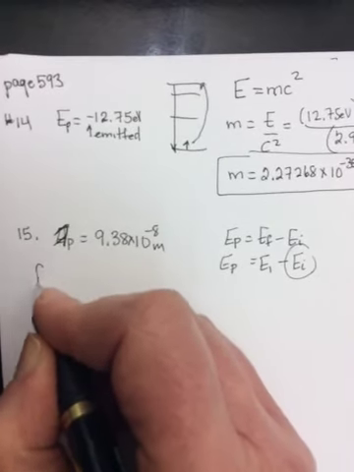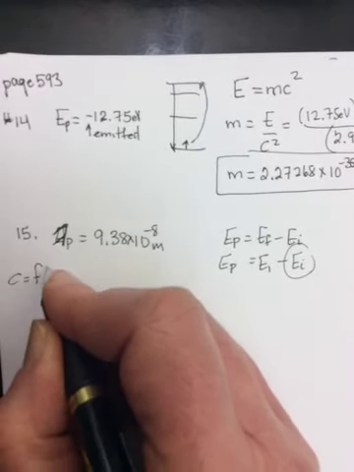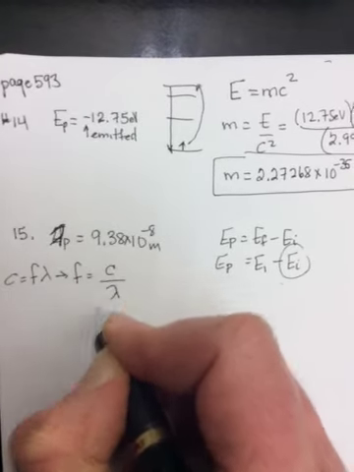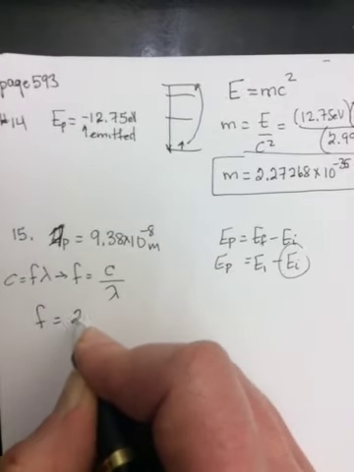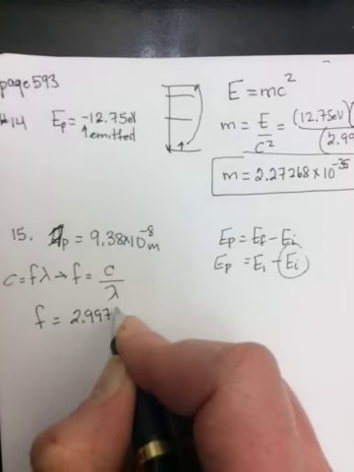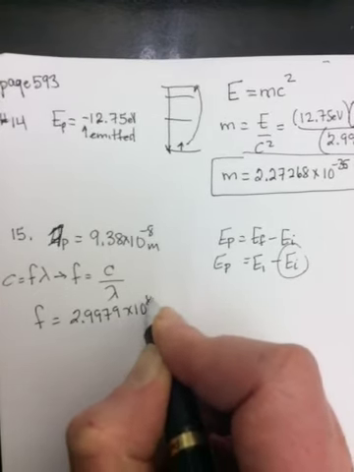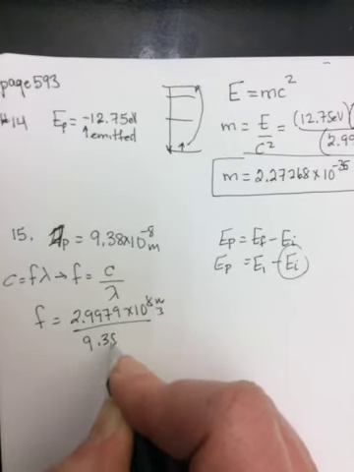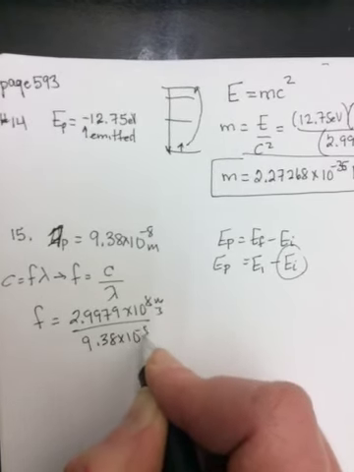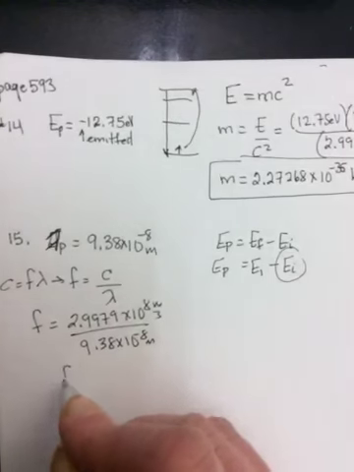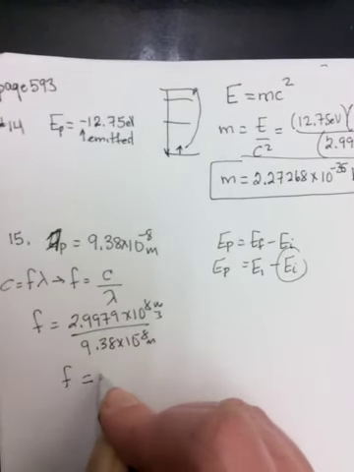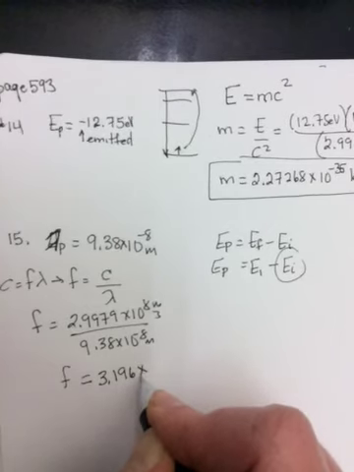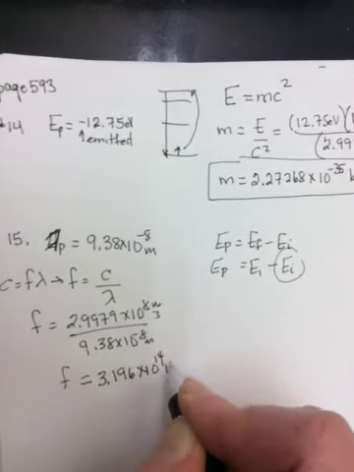So first find the frequency of the photon. c equals f lambda, so f equals c divided by lambda. So f equals 2.9979 times 10 to the 8th meters per second divided by 9.38 times 10 to the negative 8 meters. And you should get a frequency of 3.196 times 10 to the 14th hertz.